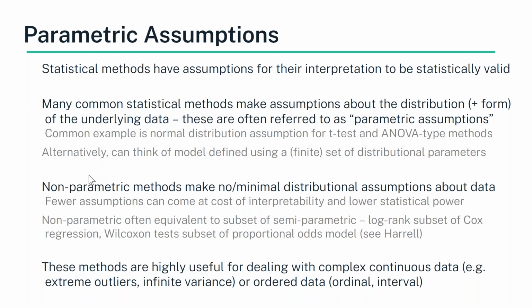So examples where you might use non-parametric methods: you're usually in the presence of complex continuous data, so when you have stuff like extreme outliers or funny variance or whatnot. You'd also use it for ordinal data such as rankings or Likert scales. You'd see them used in that case.